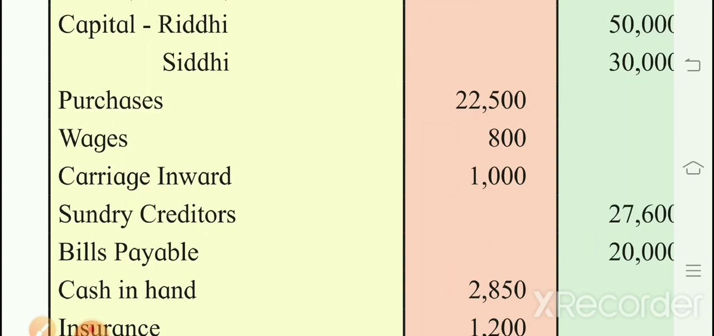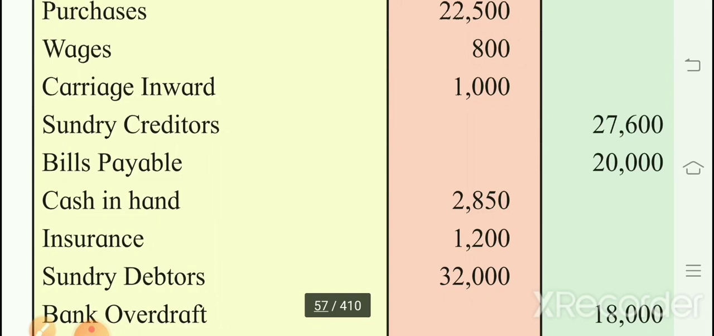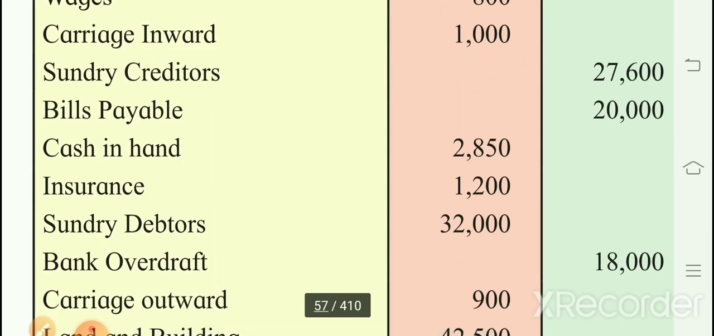Next, wages. Again on the same side, the debit side of the trading account, this item will be recorded by rupees 800. Carriage inward. Trading account debit side by rupees 1,000, this item will be recorded. Next is sundry creditors by rupees 27,600. This item will be recorded on the liability side. Next is bills payable by rupees 20,000. We will have to record it on the liability side. Next, cash in hand. On the asset side, we will record this item by rupees 2,850.